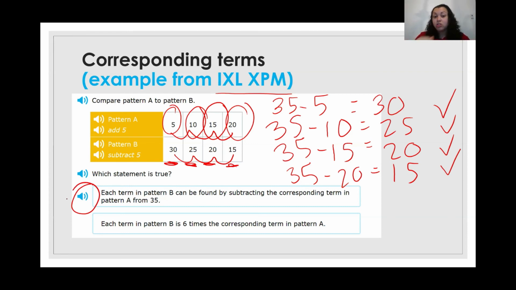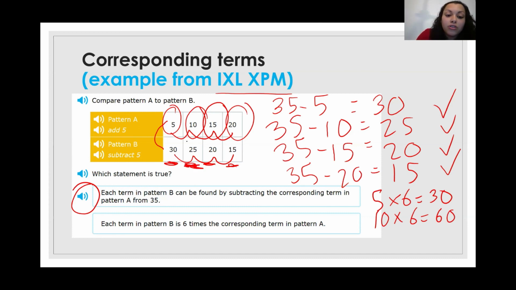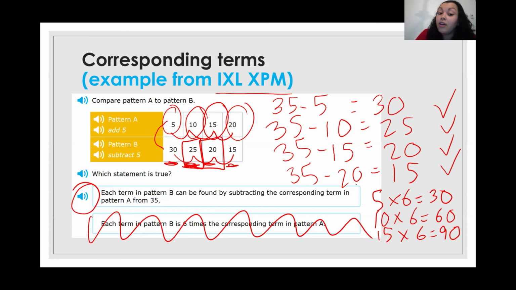But let's check the next one just to see why it's incorrect. It says each term in pattern B is 6 times the corresponding term in pattern A. If we multiply 5 by 6, we do get 30. Okay? But let's see the next one. If we do 10 times 6, we get 60, which is not the 25 here. If we had 15 times 6, 10 times 6 is 60, 5 times 6 is 30, so this is 90, which is not 20. So this rule does not apply other than in the first term. But we're looking for a rule that applies for every corresponding term.